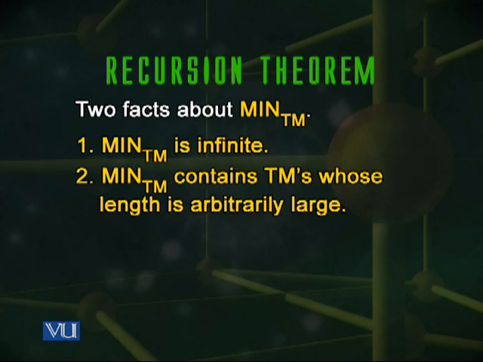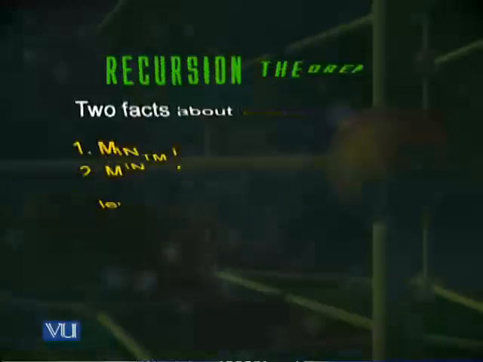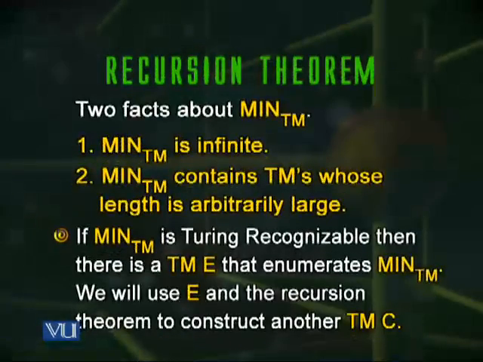The second little fact is that min-TM contains Turing machines whose length is arbitrarily large. So, min-TM would contain Turing machines whose length is arbitrarily large because if there was an upper bound on the length of the largest Turing machine in min-TM, then min-TM would be finite. So the second fact is actually a consequence of the first fact. Now, if min-TM is Turing recognizable, then there exists an enumerator E that enumerates min-TM.